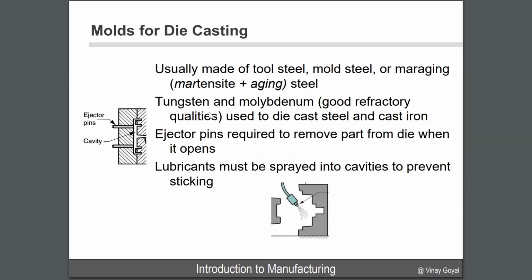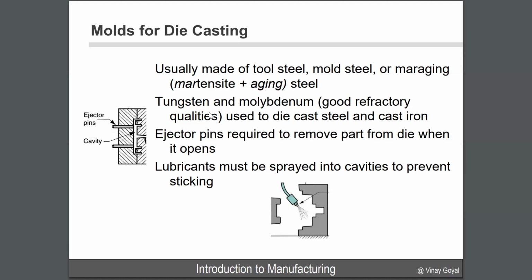Now let's talk about the molds themselves when it comes to die casting. These tend to be usually made of steel, typically, or another term that I don't know if you've ever heard, called maraging, which is martensite plus aging steel. Tungsten is another one because tungsten has good refractory properties and they're used to die cast steel and cast iron because, as you know, steel and iron require high melting temperatures. So you need something even higher in terms of temperature capability. And then the ejector pins I talked about before are required to be able to remove the part from the die. Without those ejector pins, you can't really get the part out.